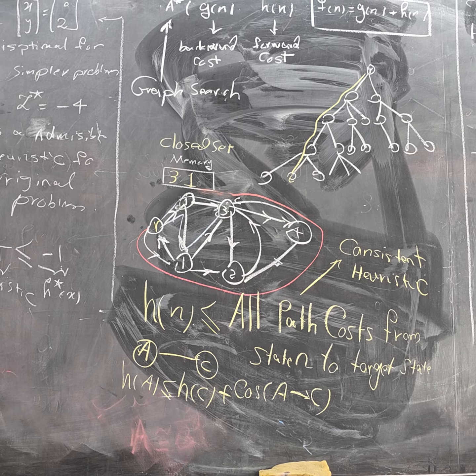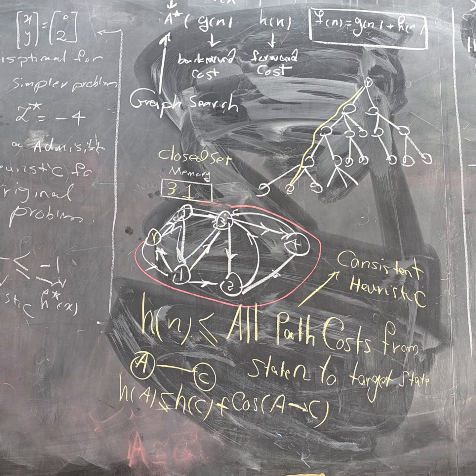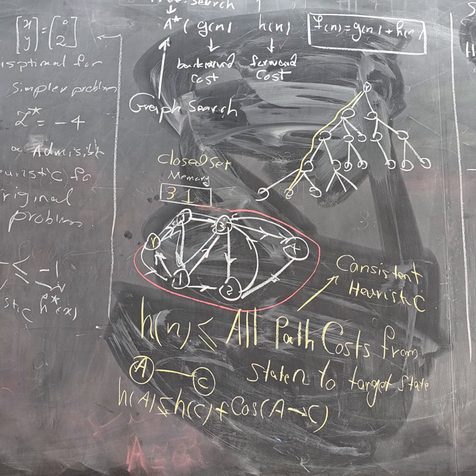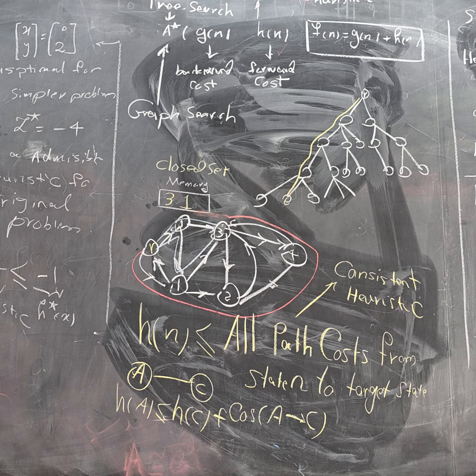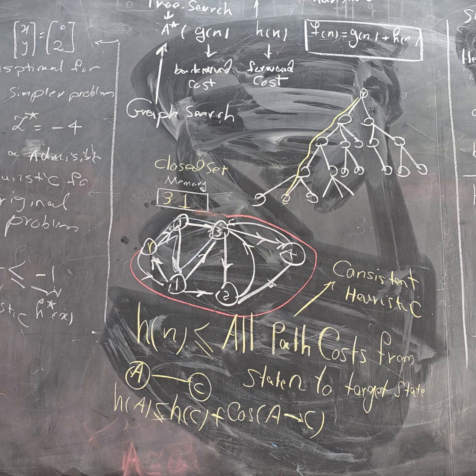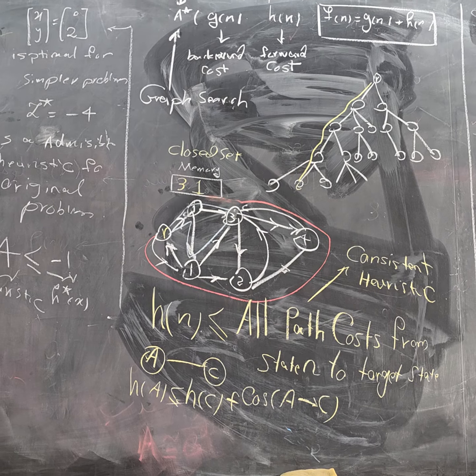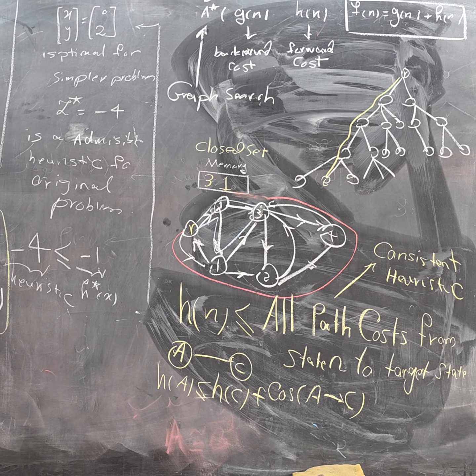Because of that, although graph search can be implemented by A star, in A star, instead of an admissible heuristic, we need a consistent heuristic for graph search. And finding the consistent heuristic is very, very hard.